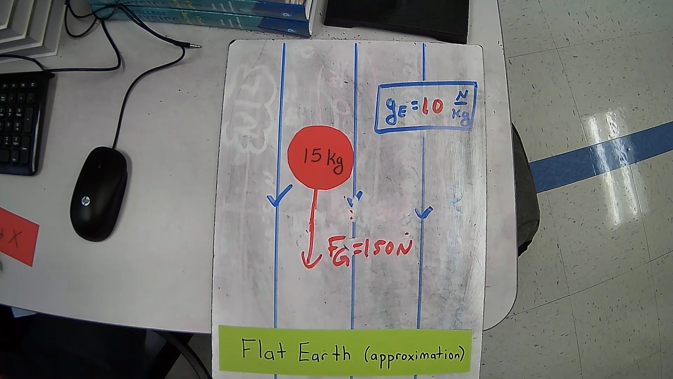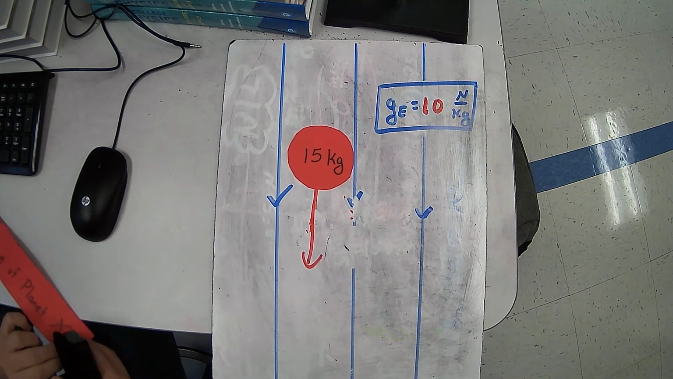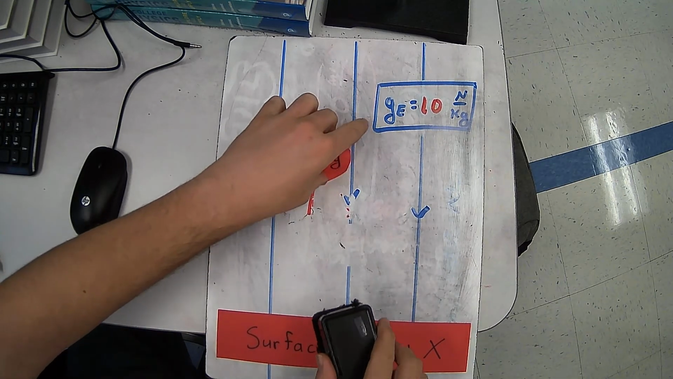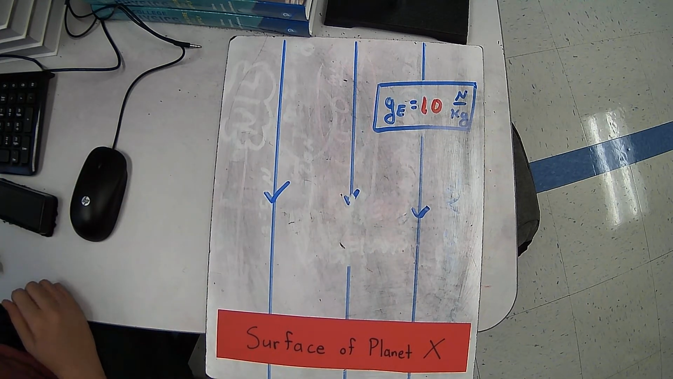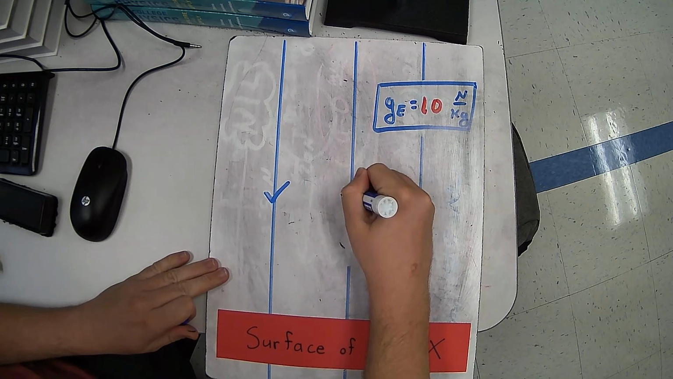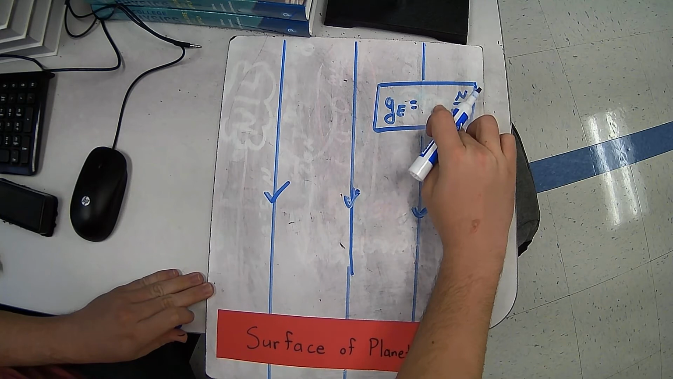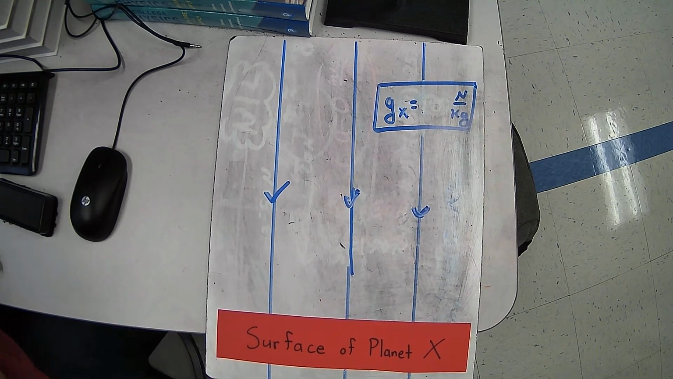But now what if we hop on our spaceship and we leave Earth and we land on the surface of planet X? And as the intrepid scientists that we are, we want to know what the gravitational field strength of this planet is. What would we do to figure out the gravitational field of planet X? How many newtons per kilogram is that field? A property that describes just this planet.